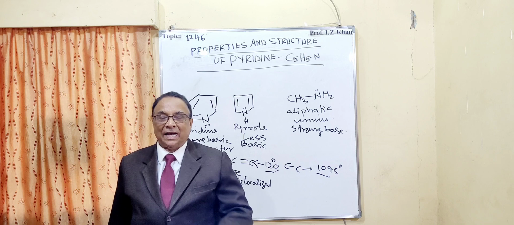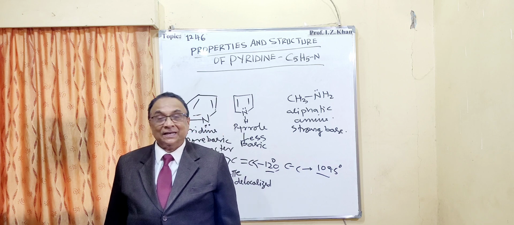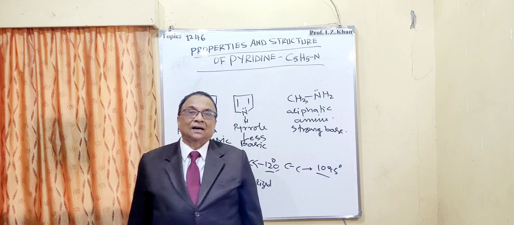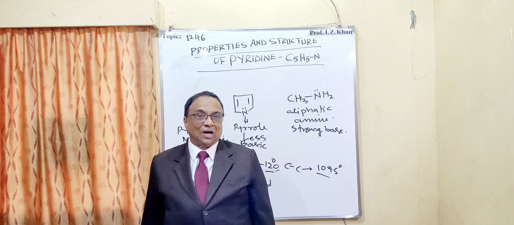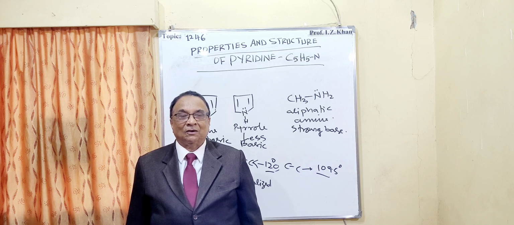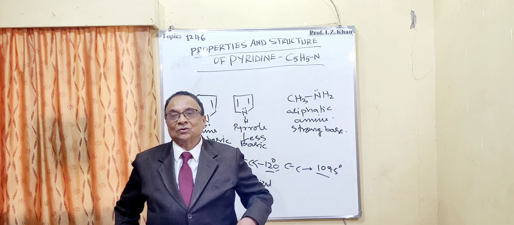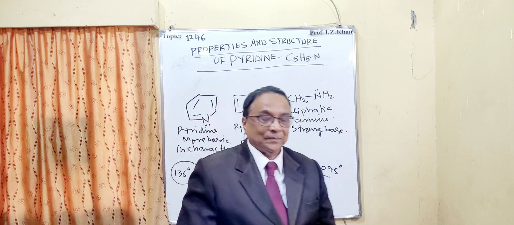This undergoes hydrogenation in the presence of nickel, and you will get piperidine, which is aliphatic in nature, and it can also form a salt with acid. All these reactions I am going to show one by one, but before that I am going to show the orbital picture of this pyridine.